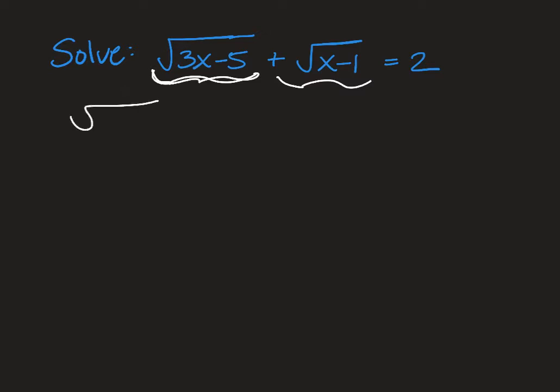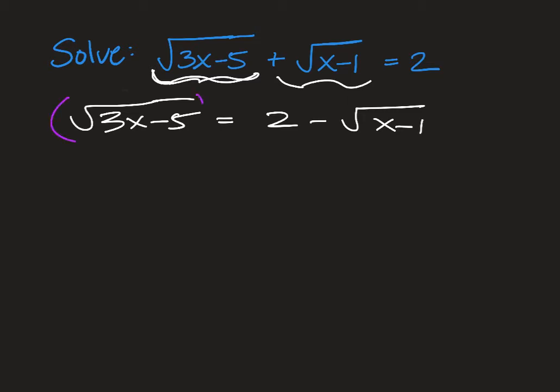So when I do that, I have the square root of 3x minus 5 equals 2 minus the square root of x minus 1. Now the right-hand side of this is going to be a little bit messy for the time being, because our next step is going to be to square both sides, because we're trying to get rid of the radical on the left-hand square root. So if we square both sides, we have no option except to FOIL this out. Okay, so it is going to be a little bit of work here.